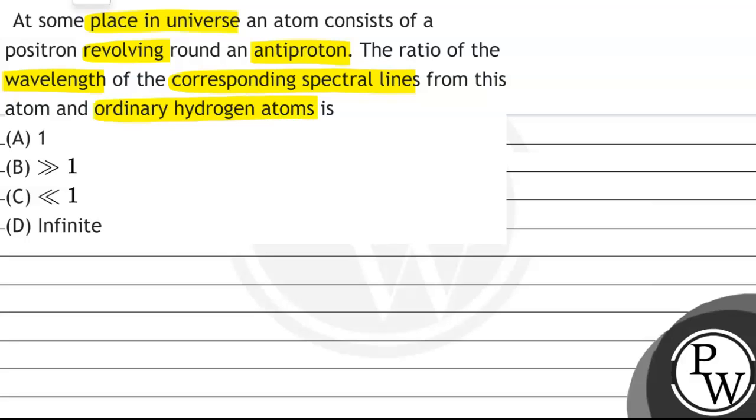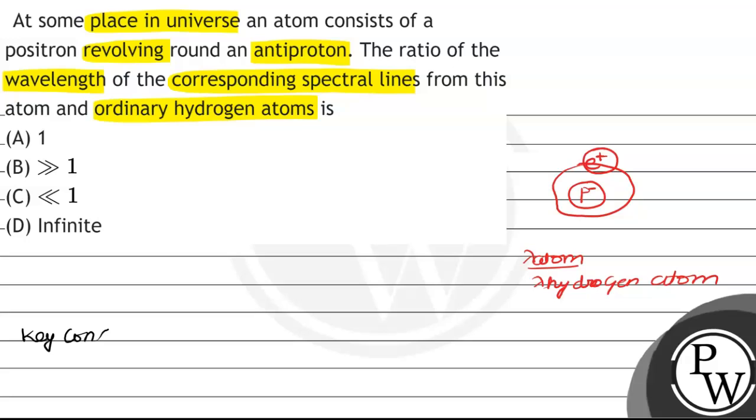So students, इस क्वेश्चन में हमें बोला गया that किसी यूनिवर्स में एक एटम होता है such that it contains positron revolving around antiproton. अब स्टूडेंट्स हमें बताना है what is the ratio of wavelength of corresponding spectral series in this atom, that is lambda in this atom upon lambda of hydrogen atom. For that, please note the key concept of this question.